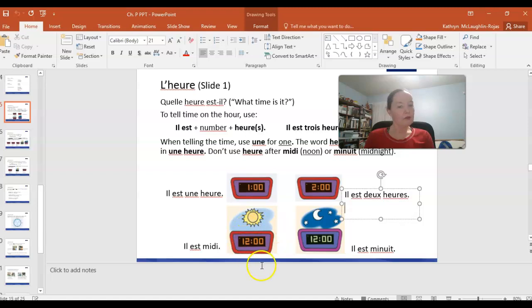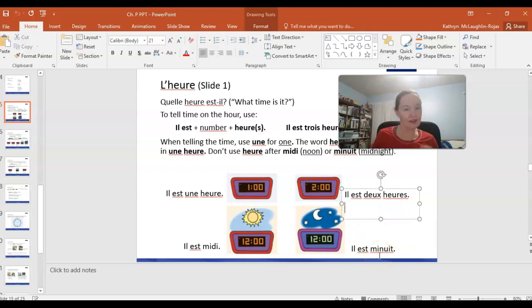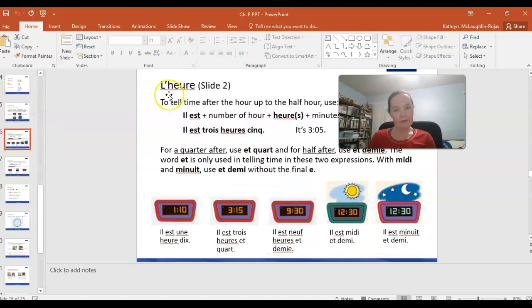Okay, a couple of other times you might need to know about. If you're talking about the middle of the day, that would be il est midi. So it's like the middle of the day. You see the sun up in the sky there. If it is midnight, then it is il est minuit. Nuit means night. Mi means like half, so it's kind of like in the middle of the night. So il est midi, il est minuit. All right, let's look at some other ways to tell time.